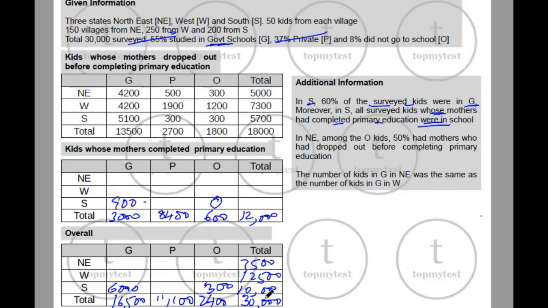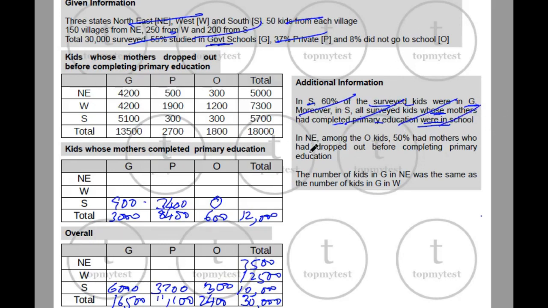Okay, this total adds up to 10,000. 6,000 plus 300 will be 6,300. So this total should be 3,700. Okay, 3,700 minus 300 will be 3,400. So this part is taken care of. Okay, I've used this fully.